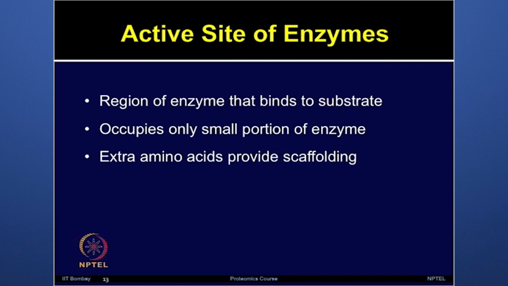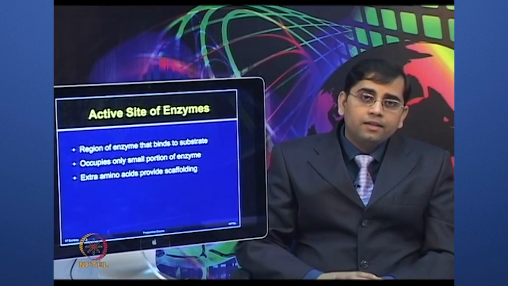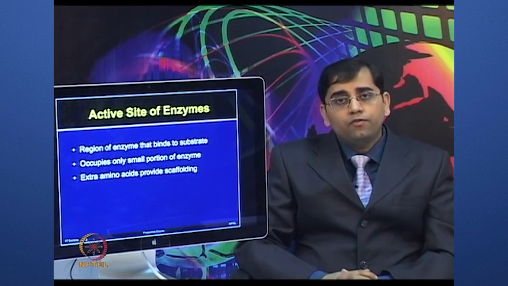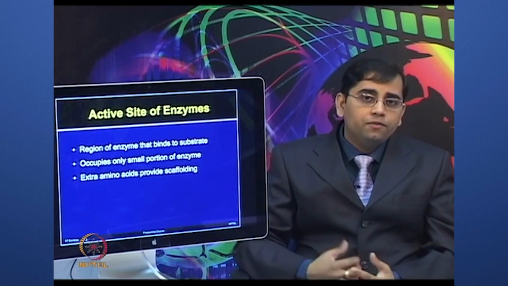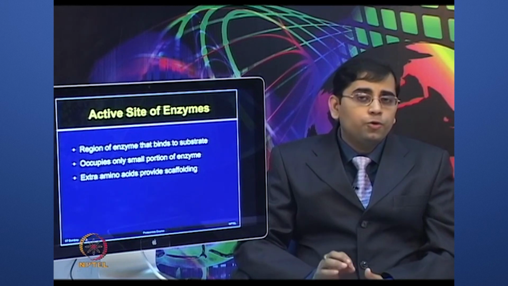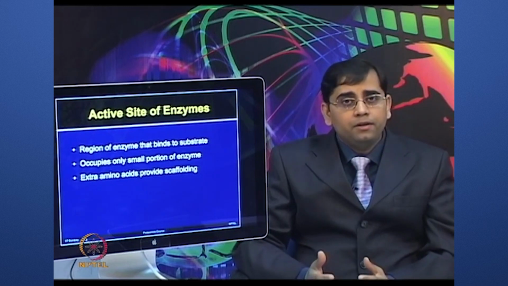So, what is the active site? The active site is a region of the enzyme that binds to the substrate. It provides a three-dimensional cleft. It is formed by amino acids from different parts of the sequence. So, it is not necessarily that the residues in that pocket are the only ones that form the active site, but they can even be from different regions of a given protein which could form the active site. They occupy only a small portion of the enzyme, and some extra amino acids help in scaffolding.